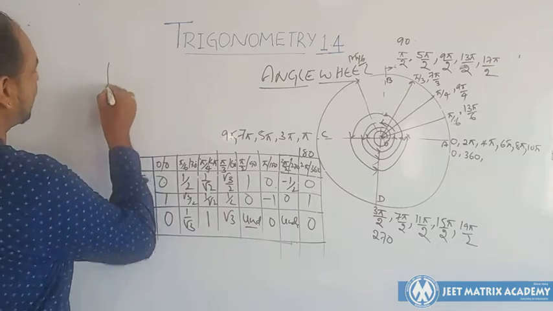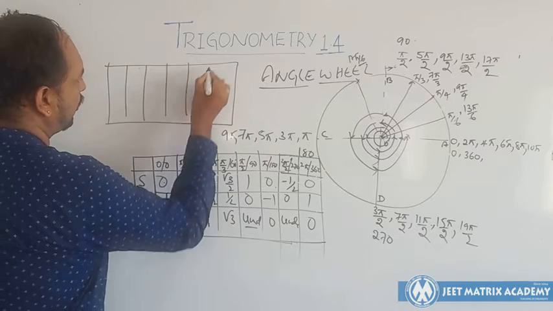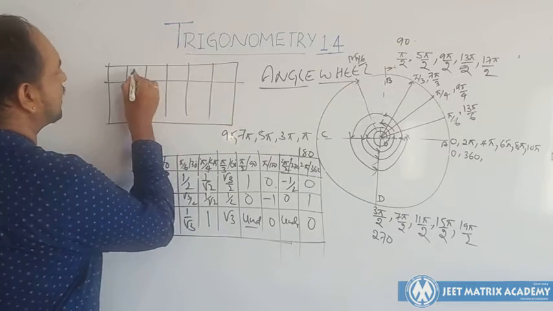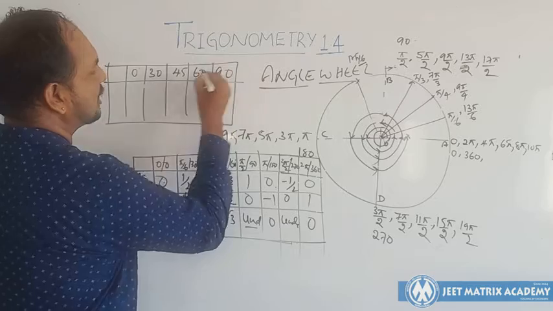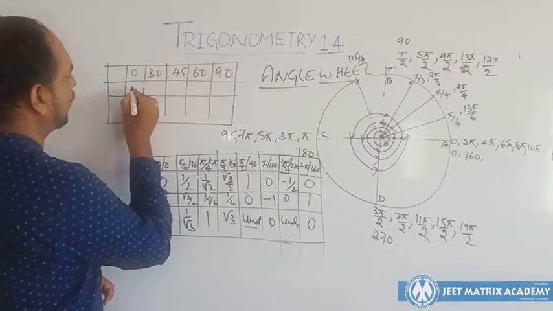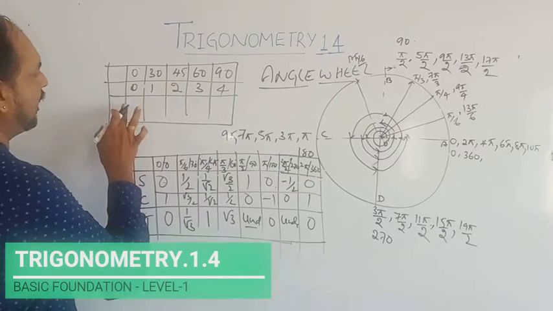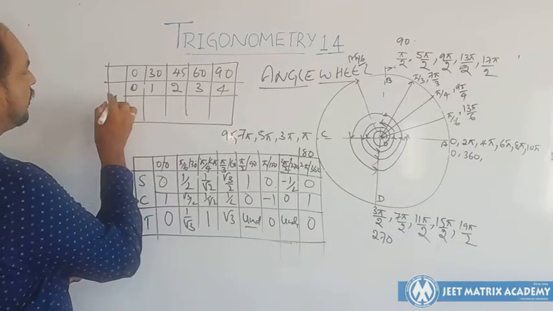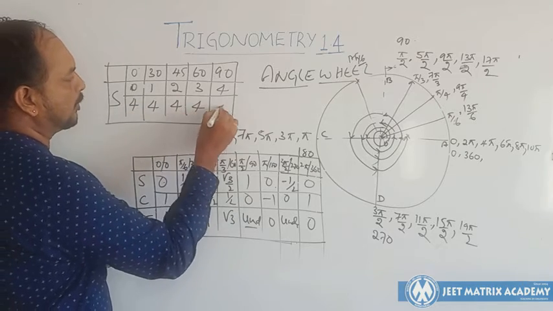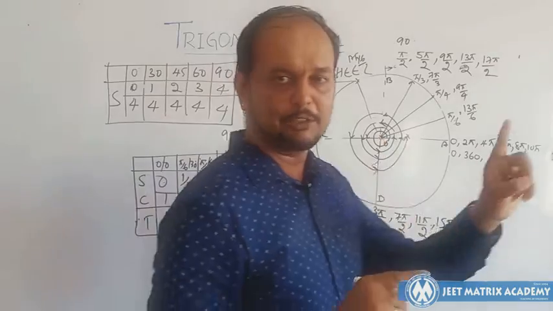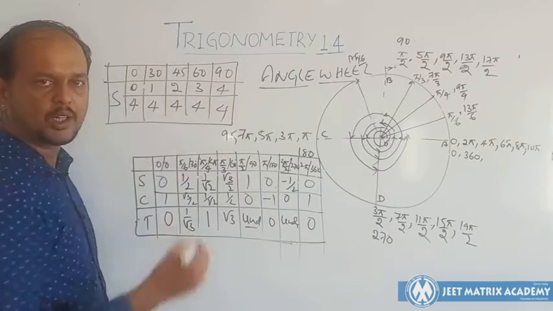Just write 1, 2, 3, 4, 5 columns. Okay, write this is 0. Okay, this is 30, this is 45, this is 60, this is 90, and write the numbers 0, 1, 2, 3, 4. Is it clear? Agree? Okay. I am talking about sine angle. Now divide throughout by 4. Write 0, 1, 2, 3, 4, divided throughout by 4. Okay, now take the square root.